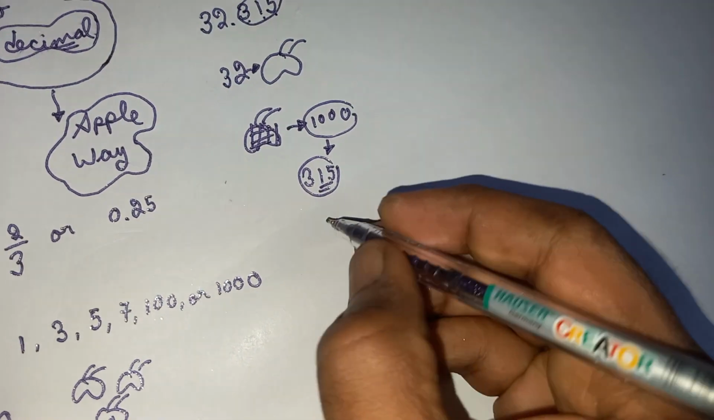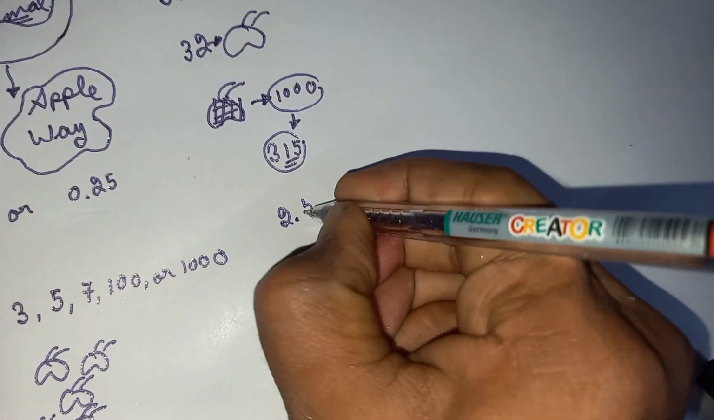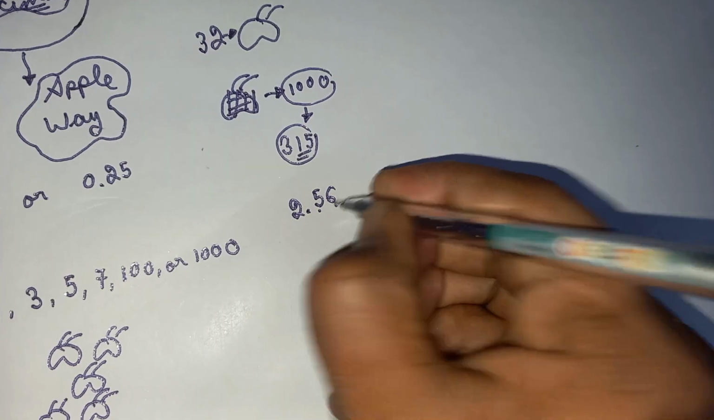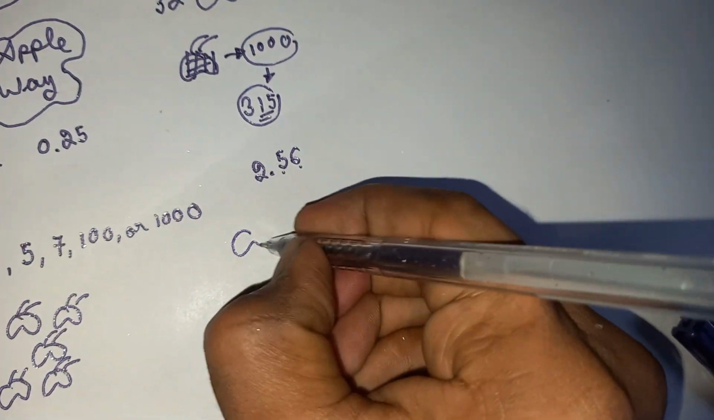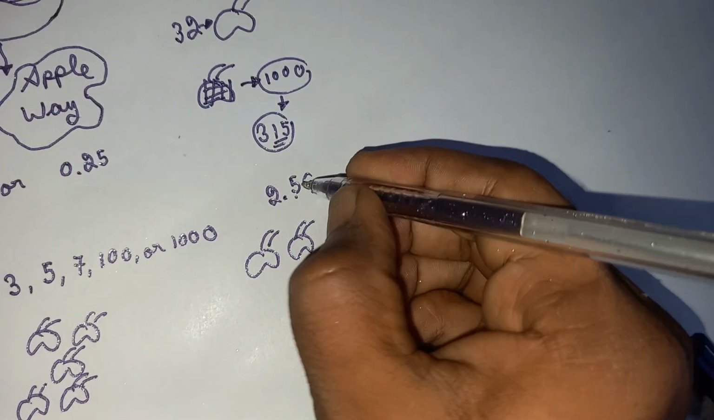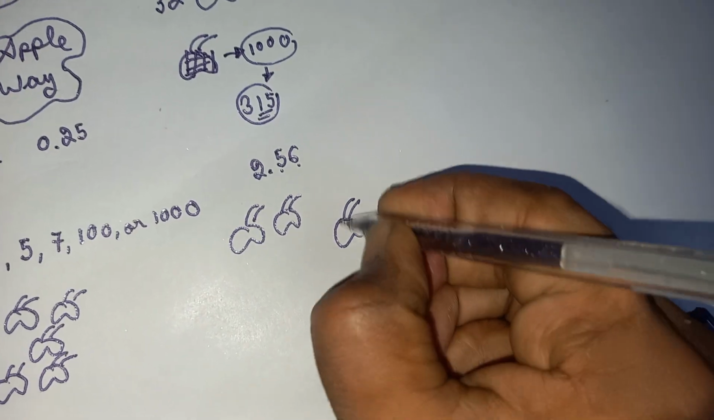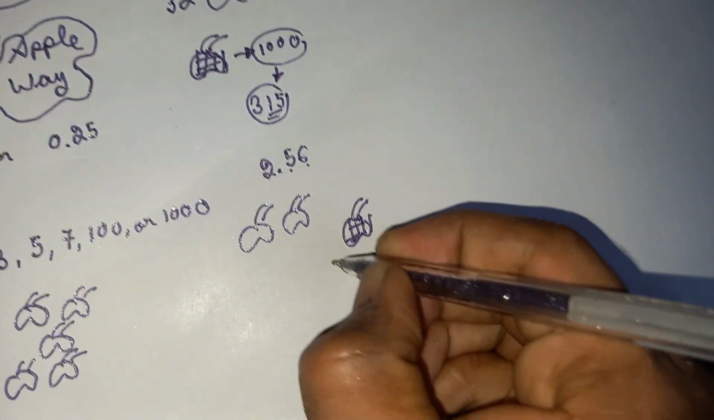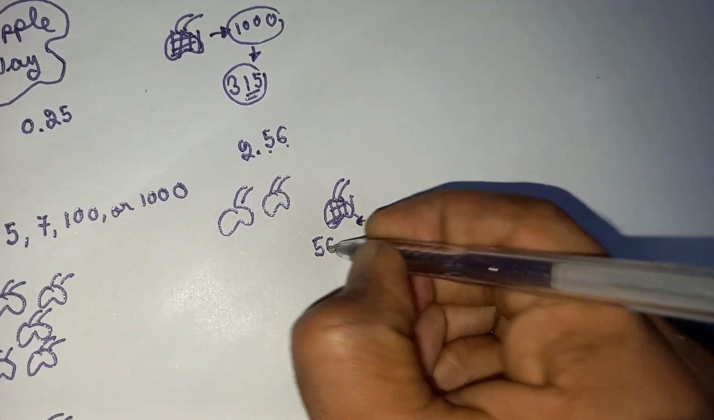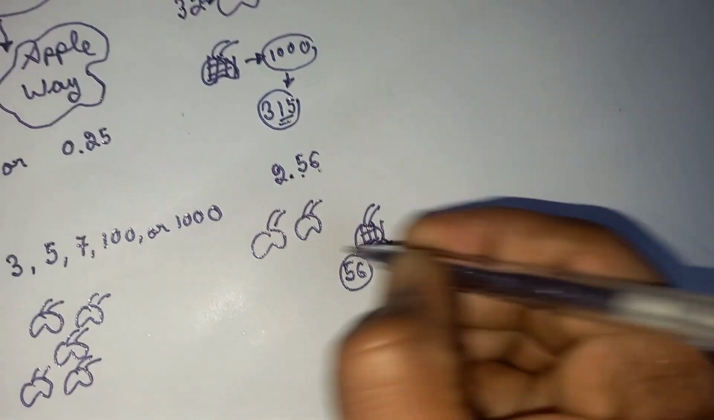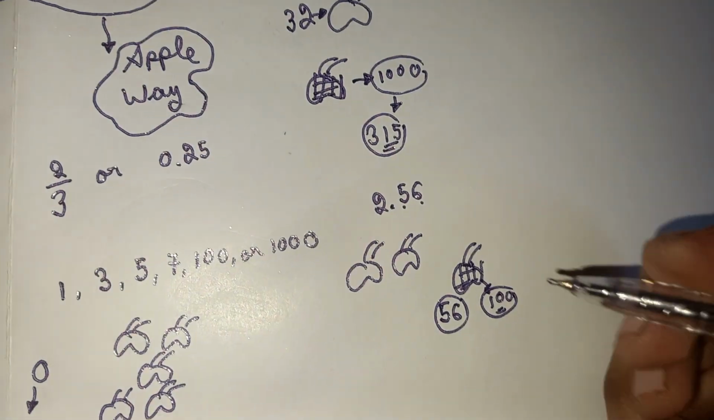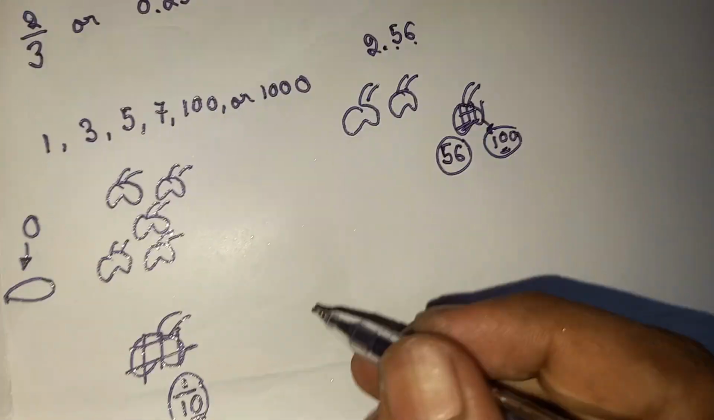And you're going to hear like this. That is 2.56, means tens one, hundreds one. Means there are 2 full apples and another one apple they're going to divide into 100 pieces, and you are taking just 56 pieces of those 100 pieces. This is going to become 2.56. Like any fraction, you can find it out.